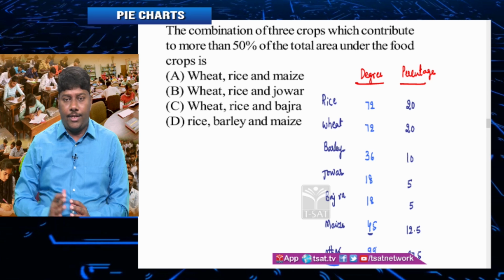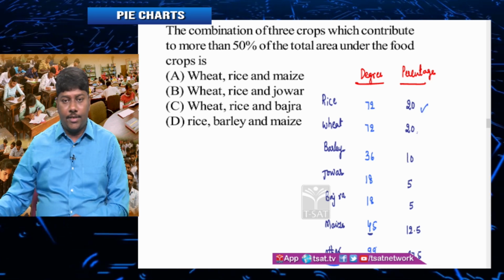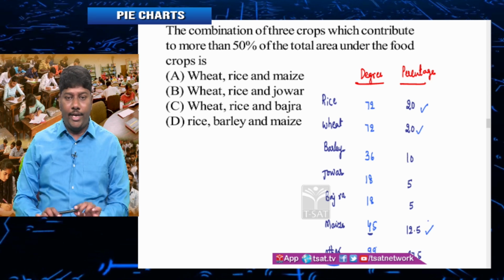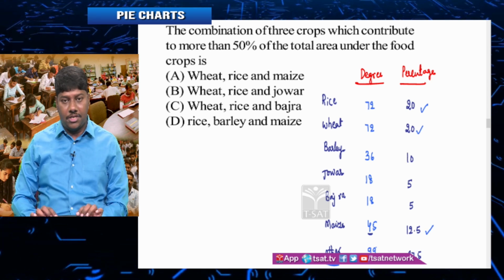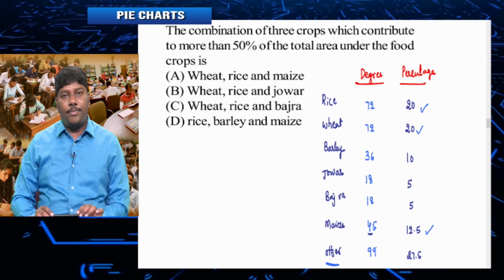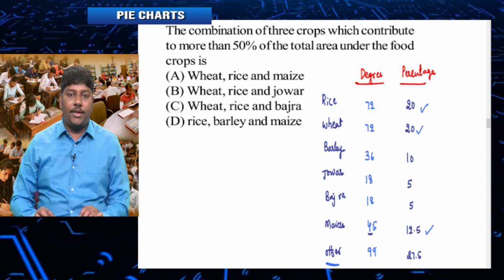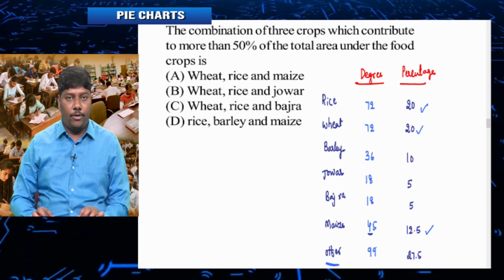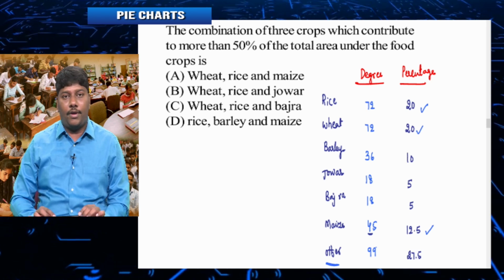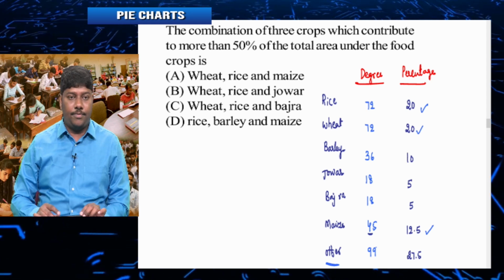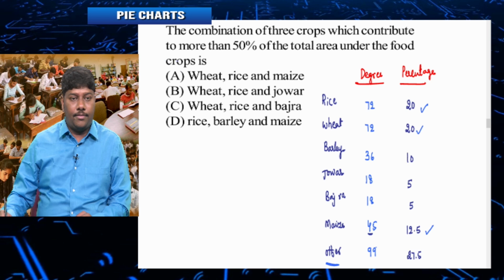Look at rice, wheat, 20%, 20%. Then after these two, maize is the highest one. So, 20, 20, 12.5, if I add it in terms of percentage, 40 plus 12.5, it's going to be 52.5. So, the answer is going to be rice, wheat and maize. Without looking at the options, by looking at the data that we have written, you can easily say it is rice, wheat and maize.